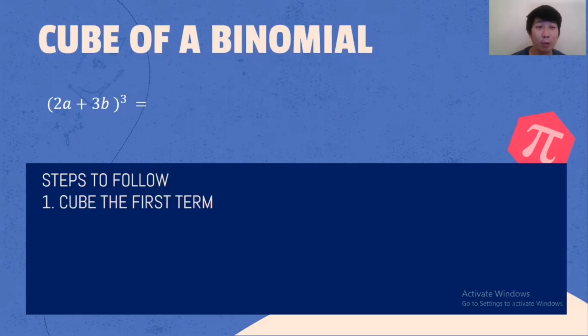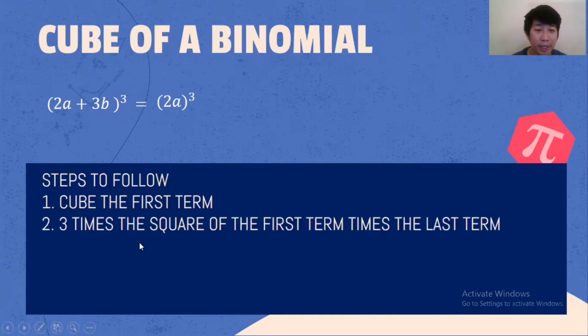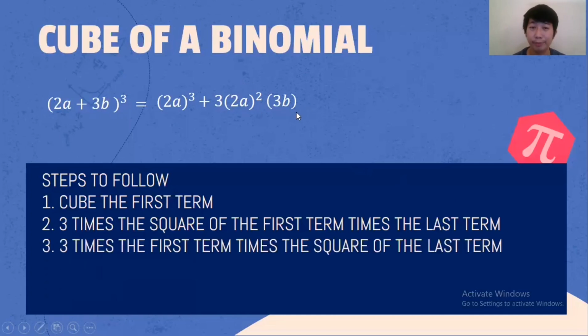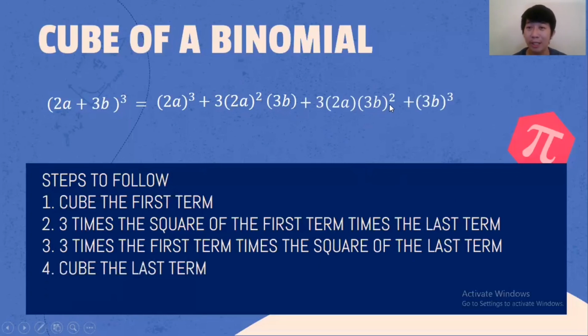Steps to follow, cube the first term. 2a will be our first term and 3b is our second term. Cube the first term. 3 times the square of the first term times the last term. 3 times the first term times the square of the last term. Then, cube the last term. Then we can now simplify. What is the cube of 2a? That is 2 times 2 times 2. That is 8. 8a cubed.